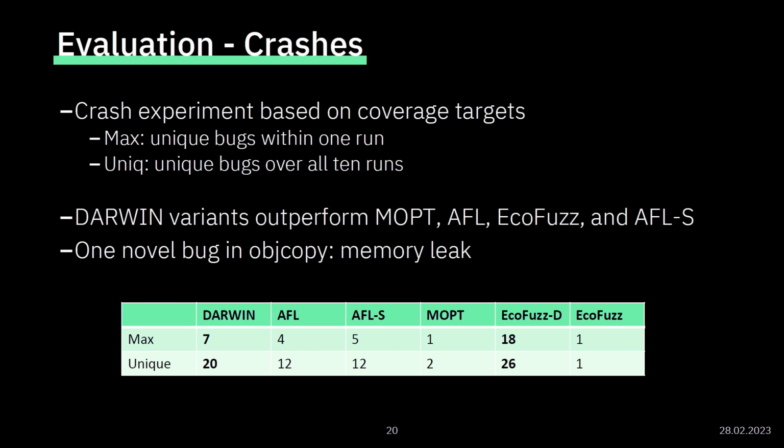And we also found a novel bug, to our surprise, in, I guess, the most well-fuzzed target ever in history. It was a target in the binutils suite, objcopy, and it was a memory leak, which was unfortunately not exploitable.